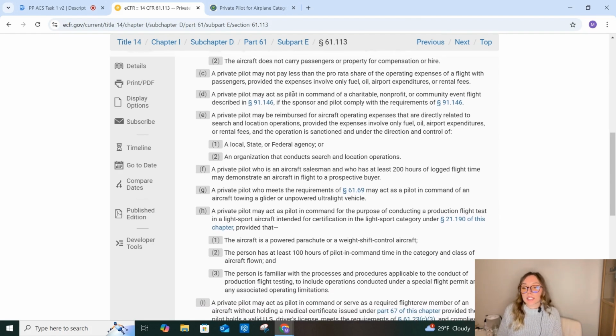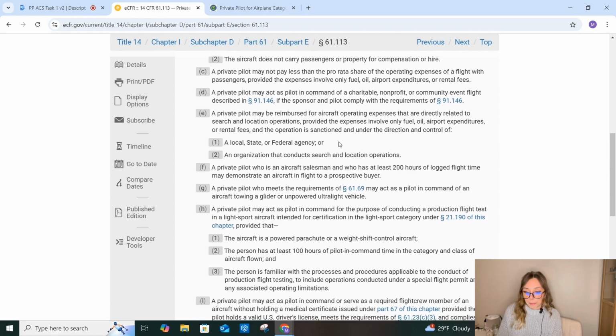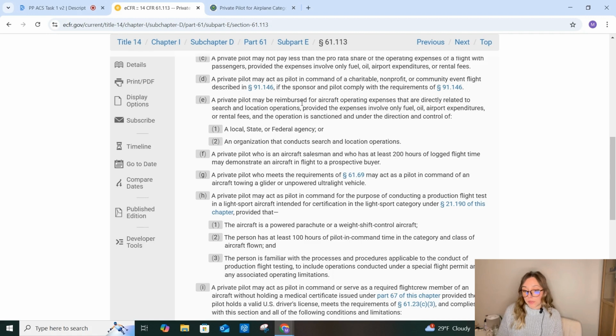Then there are more caveats. A private pilot may act as pilot in command of a charitable, nonprofit, or community event flight if the sponsor and pilot comply with the requirements. You may be reimbursed for aircraft operating expenses that are directly related to search and rescue operations, provided the expenses involve only fuel, oil, airport expenditures, or rental fees. And it's under the control of a state, local, or federal agency or an organization that conducts search and rescue operations. So I guess the benefit there is you get to log flight time, but you don't have to pay even the pro rata share.